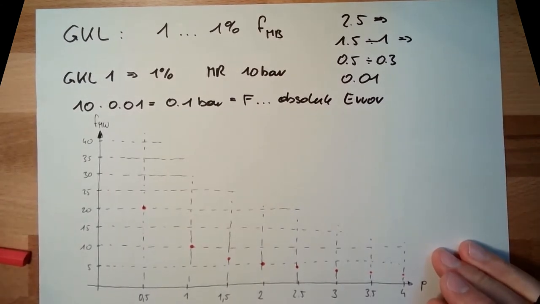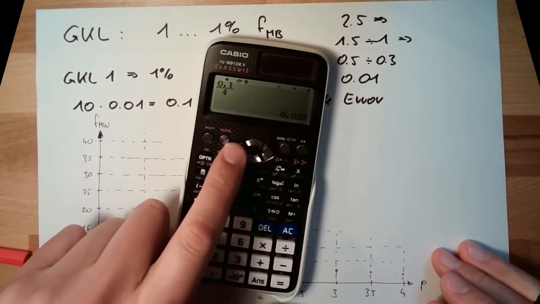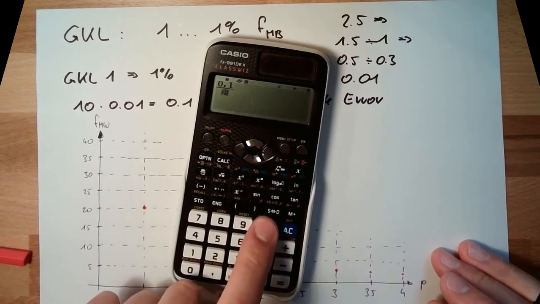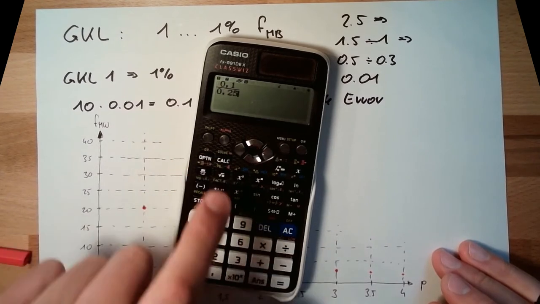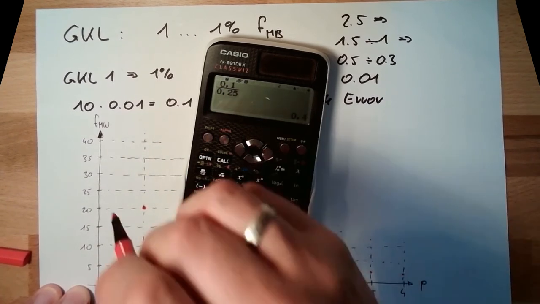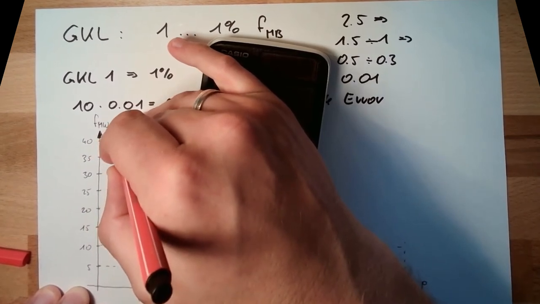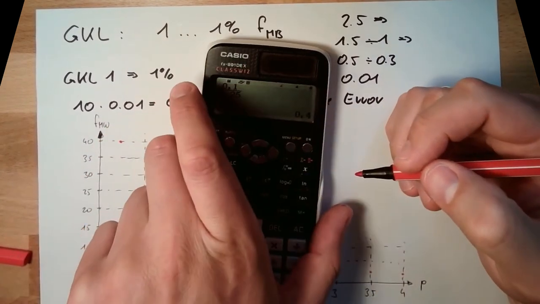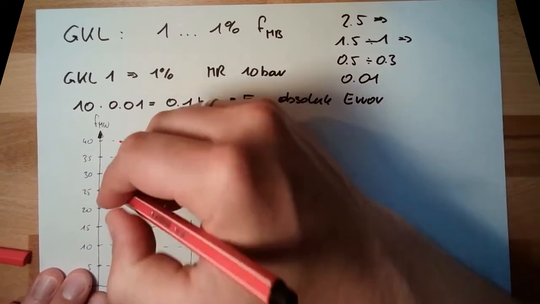So in the middle here. What is the result? I will make also one at 0.25. Where do we get this? That would be 40%. This is how it looks like.